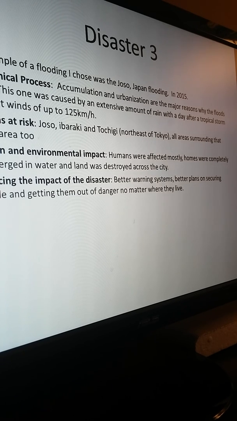I think out of the 3, this one could have been the most preventable, based on the fact that they should know the weather and how it's going to be. So, yeah.